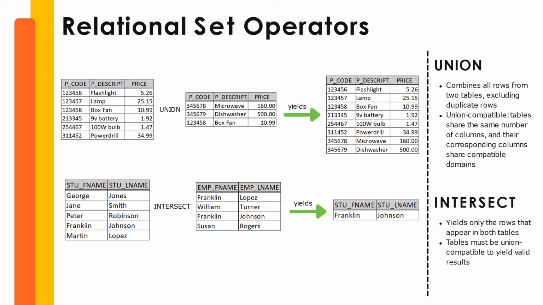For the intersect, we're going to check those data that are appearing in both tables. In the first table, we have student names. In the second table, we have employee names. And as you can see, Franklin Johnson might be both a student and an employee. But if we're getting the union or intersect of tables that do not have the same domain, the domain in the first table will be followed. So in this case, in the result, you can see student first name and student last name.